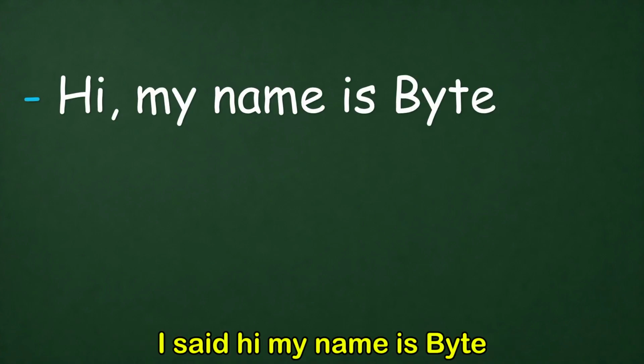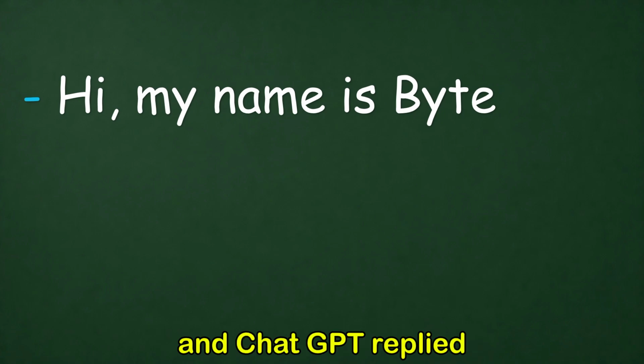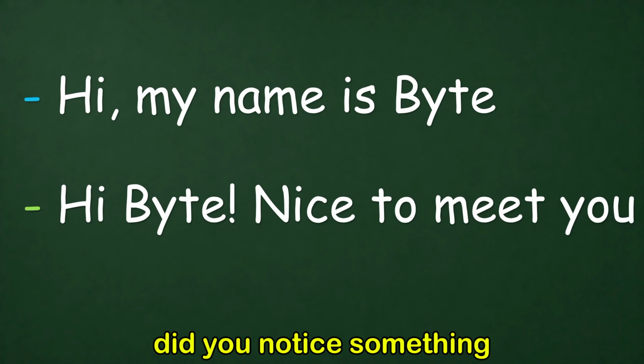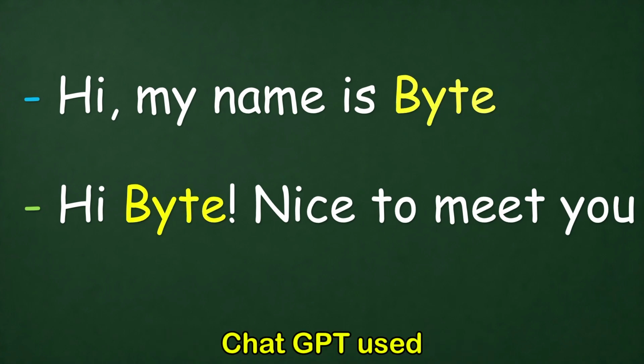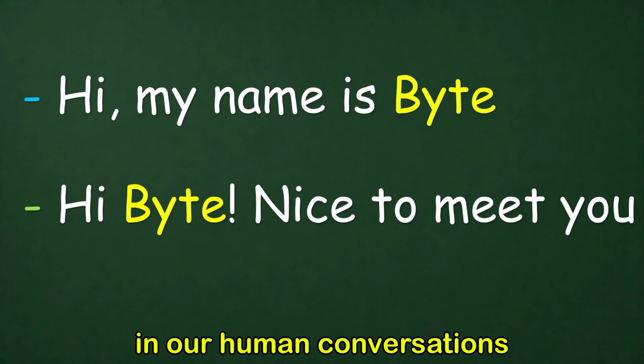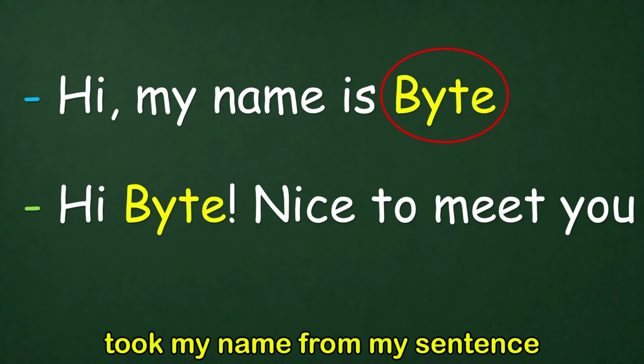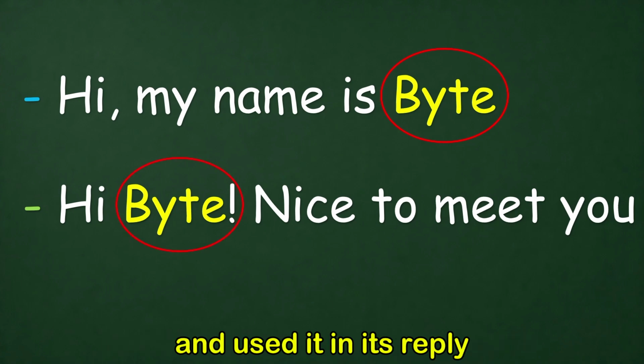Now, I want you to pay very close attention to this conversation. I said, "Hi, my name is Byte." And ChatGPT replied, "Hi, Byte. Nice to meet you." Did you notice something? ChatGPT used my name in its response, just like we do in our human conversations. Somehow, ChatGPT took my name from my sentence and used it in its reply.